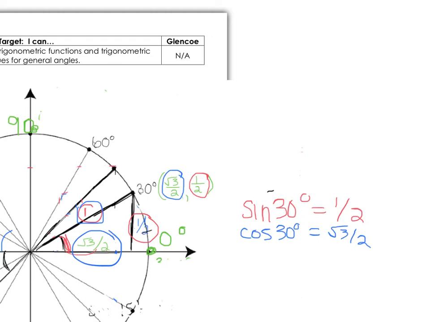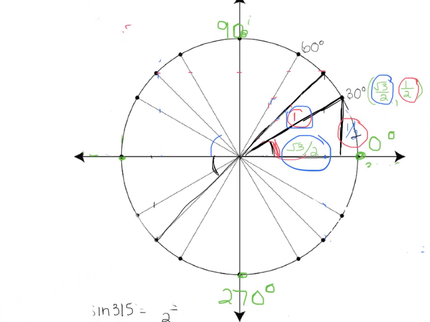But now let's think about all the other angles who are also 30 degrees away from the x-axis. For example, 150 degrees. He is 30 degrees away from the x-axis.